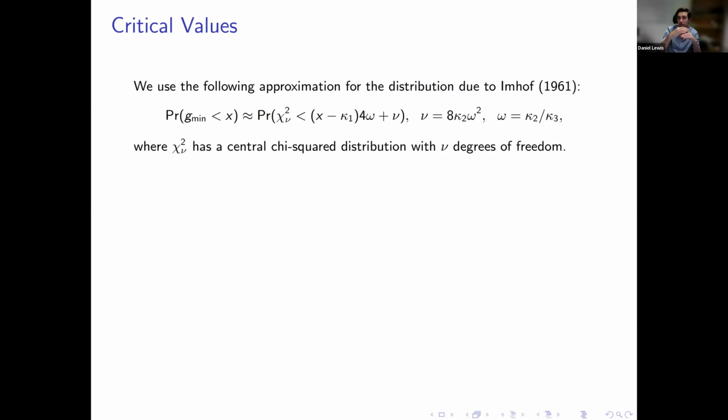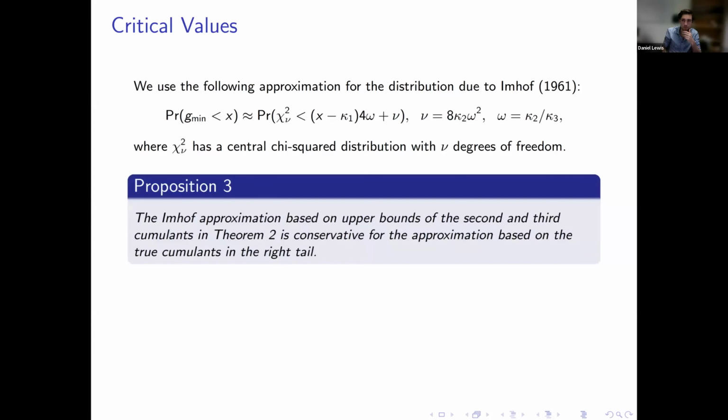Although in our simulations, we have no evidence to suggest that is happening to a problematic extent. However, you may think back to the cumulants that we just derived and remember that our ultimate expressions weren't the cumulants themselves for the random variables of interest, they were actually upper bounds on the cumulants. And of course, there's no guarantee that using upper bounds on the cumulants is going to be accurate or indeed conservative. So what we show in the paper is that using upper bounds on these first three cumulants, as opposed to the true cumulants for the Imhoff approximation, is going to be conservative relative to the approximation based on true cumulants for percentiles far enough in the right tail.